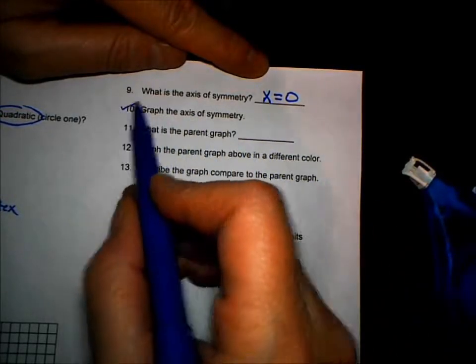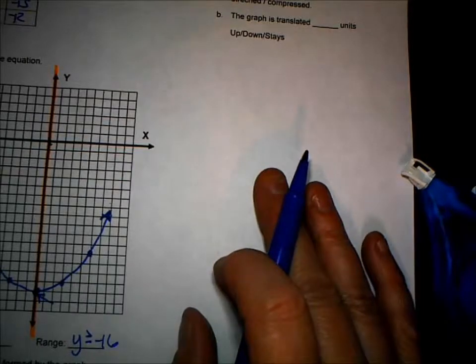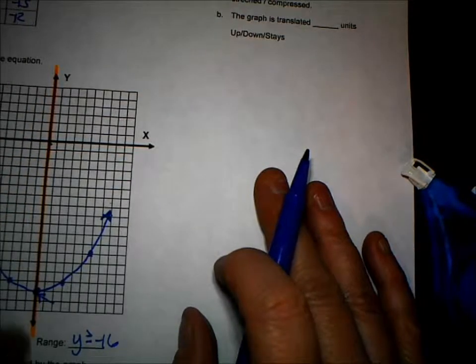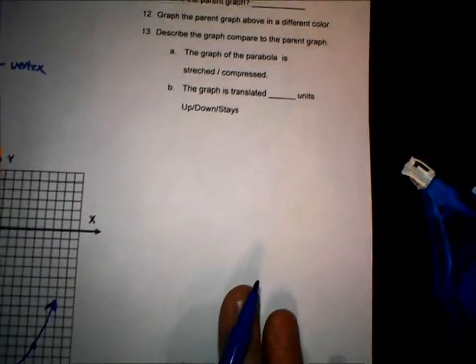And it says graph it. I already did number 10 when I highlighted that. So make sure you are making that a dark, bold line on your graphs, or you are highlighting it so we can see where you're actually drawing the axis of symmetry.